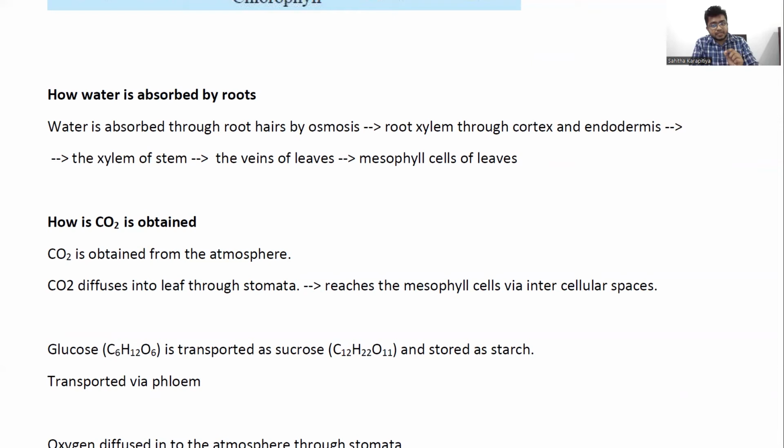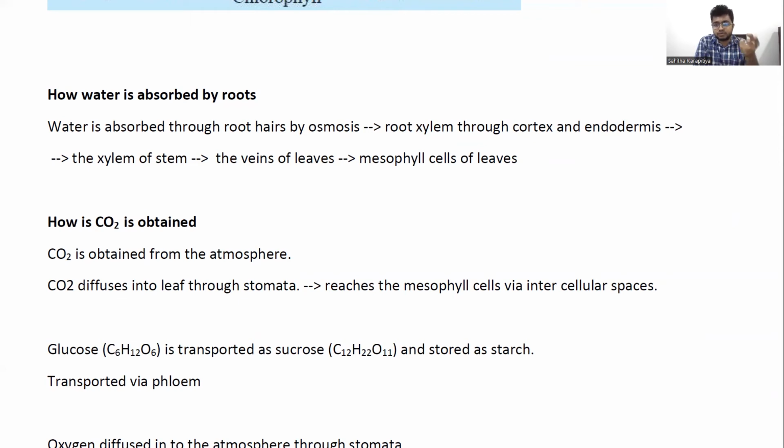What is the process? There is a process called osmosis. There are 3 different types of movement that can happen in living bodies. First one, diffusion. Second one, osmosis. And then third one is active transport. So here, water enters the roots from the soil solution via the process osmosis.